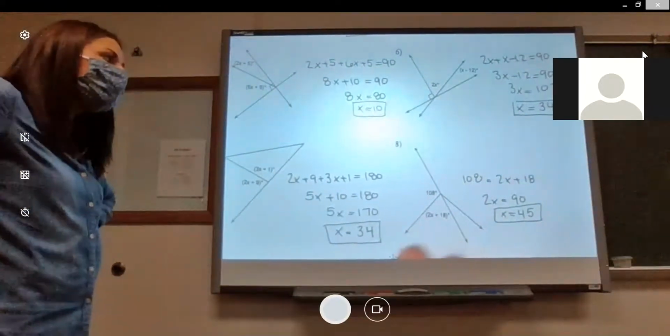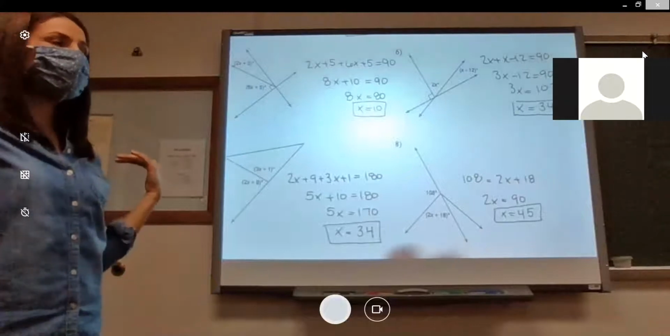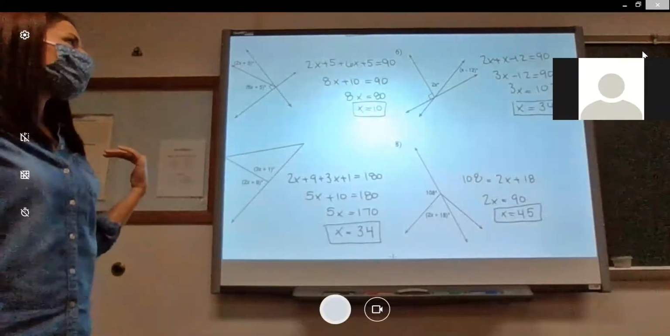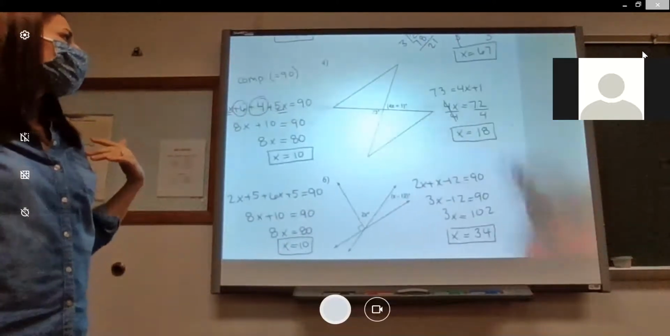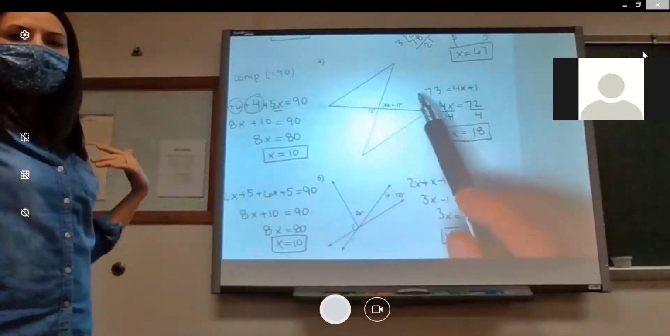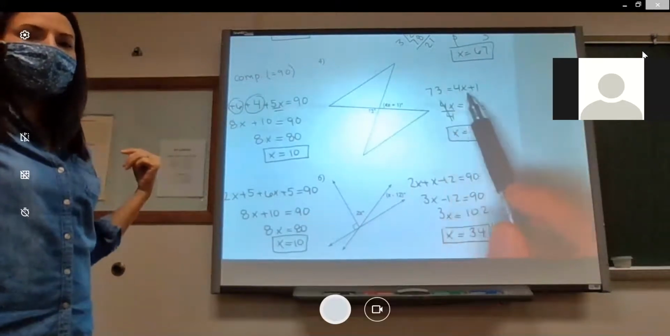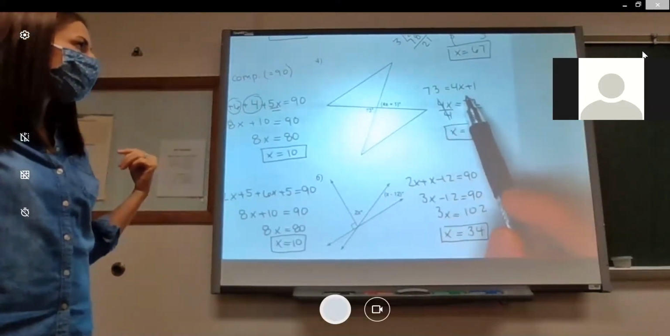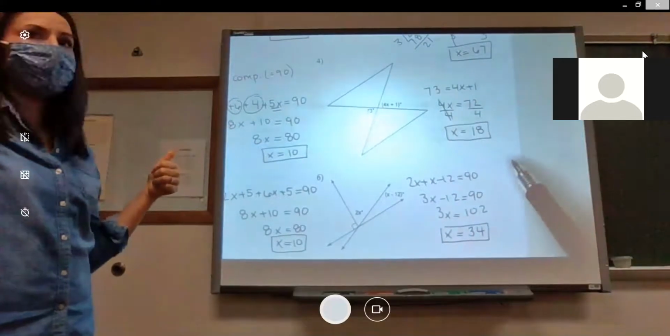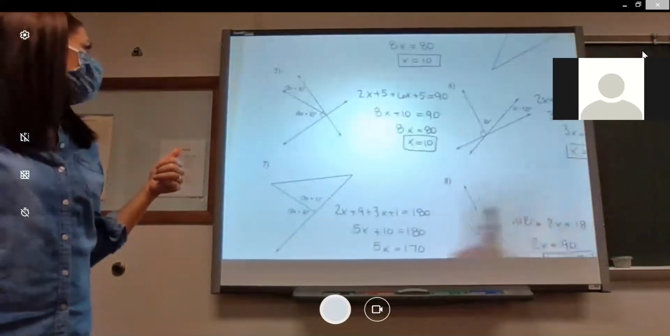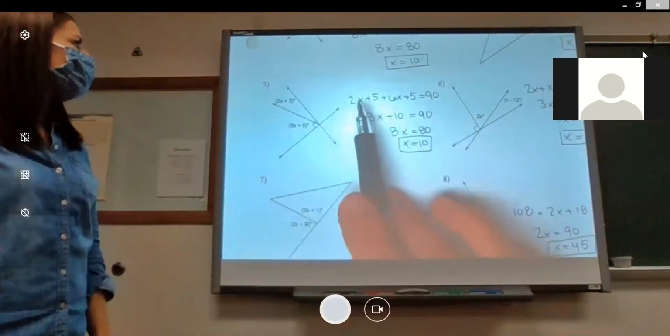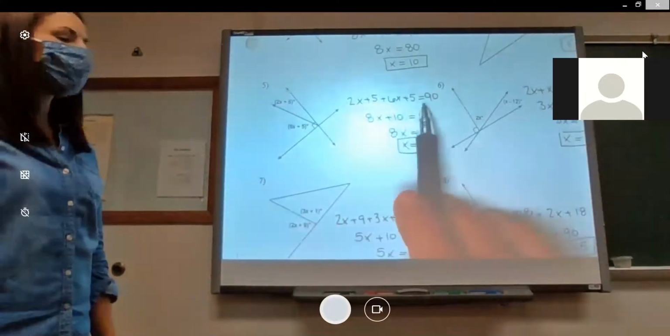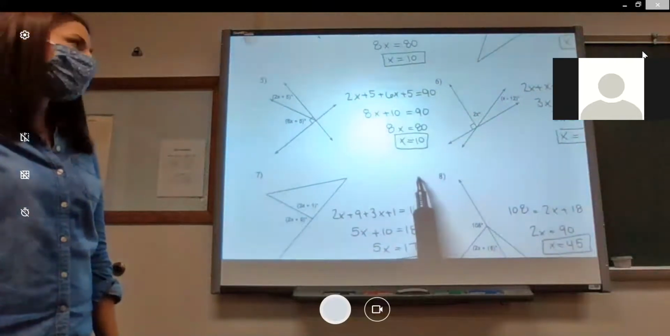Okay, so if you can pause where you're at just for a minute, I'll still let you work on the back, and just flip your page back over. So let me scroll back up to 4 here. 4, these are vertical. So your setup should have been that they are equal to each other. You feel okay about that one? Yeah. Okay. On 5, these are complementary, or they add up to 90. So one angle plus the other angle equals 90. Solve from there, and you get x equals 10.